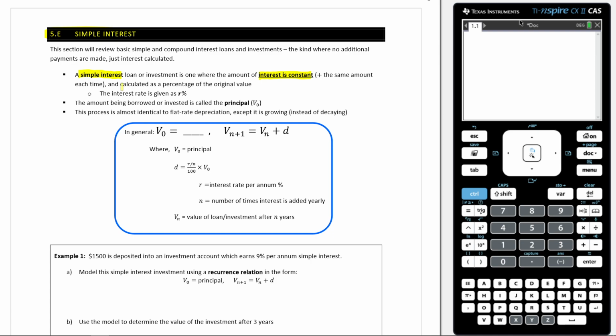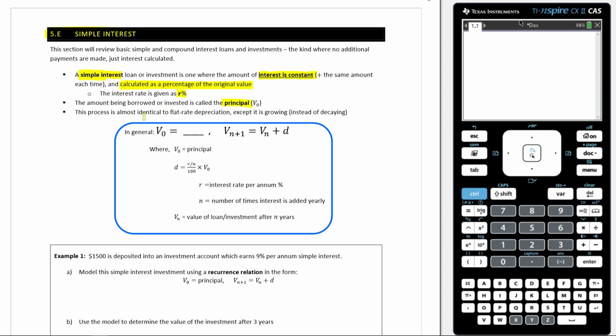That is ever so important. That is calculated as a percentage of the original value. So the two important things about simple interest is that it is constant and calculated as a percentage of the original value. The interest rate is given as a percentage. The amount being borrowed or invested is called the principal.